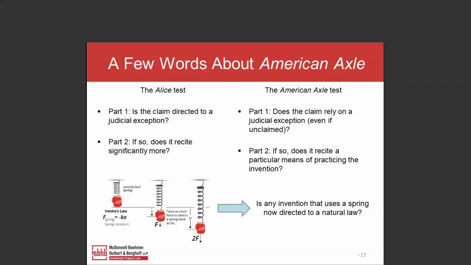So it's not, is a claim directed to a judicial exception, but does the claim rely on a judicial exception, even if that judicial exception is unclaimed? If so, does it recite a particular means of practicing the invention? So here you can see that the test that the panel actually applied is different in a fairly major way from the actual text of the Alice test.